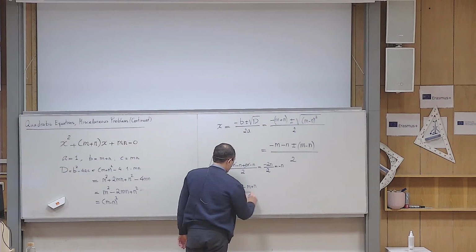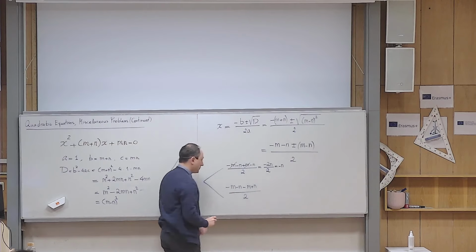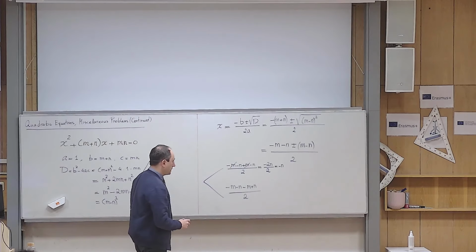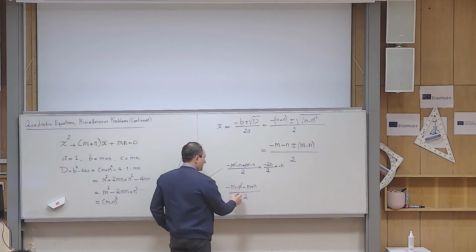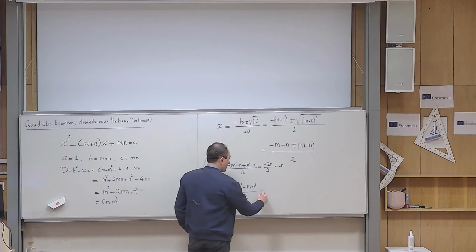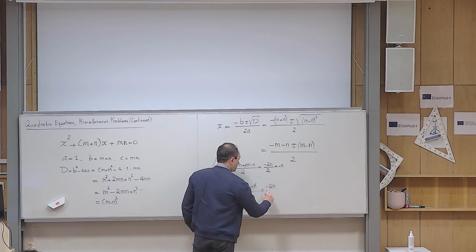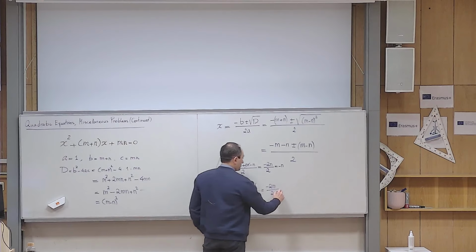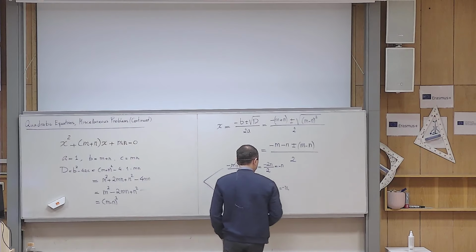So this is the problem. If you didn't consider these signs correctly, then you will end up with those answers you told me yesterday. So this one and that one are gone. This time I have minus 2m divided by 2, and the answer becomes minus m.